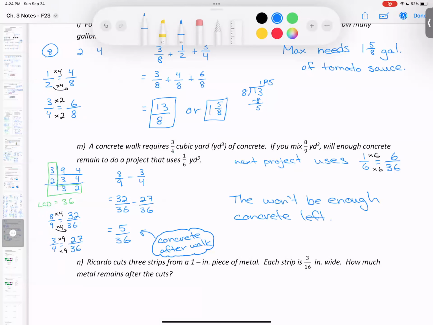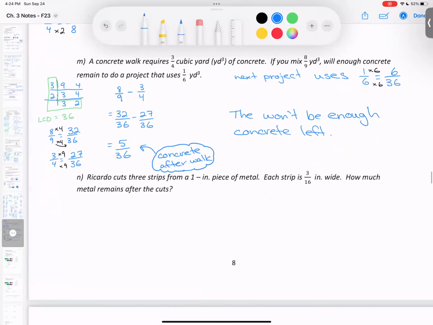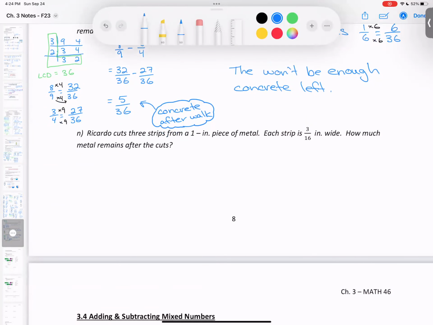Okay, and last question. So take a read through this question, give the video a pause, and see if you can set up the expression that we would use to try to figure this out. Okay, so hopefully you had a chance to look this through. Ricardo is cutting 3 strips from a 1-inch piece of metal. Okay, so he's got this piece of metal and he cuts 3 strips off of it. Okay, how much remains after the cuts? So we want to know how much is left here.